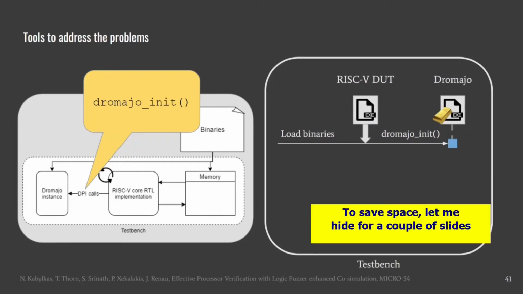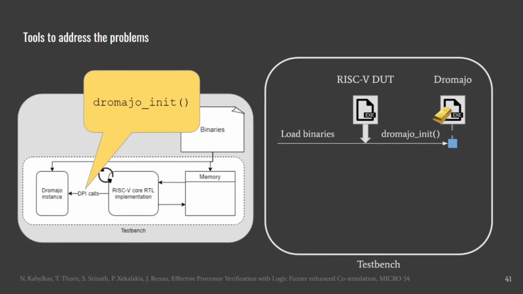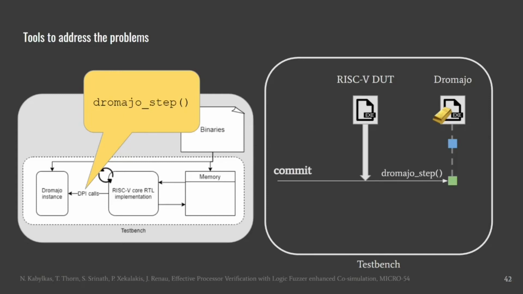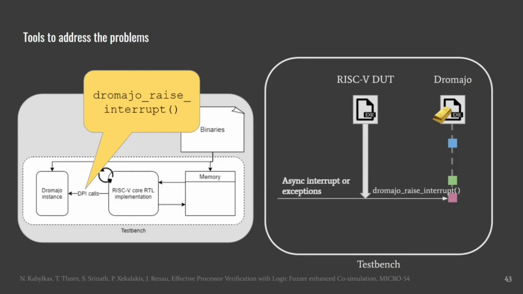The first one is the loading, the synchronization of the memories. When we load the binaries, we call Dromajo init, which initializes the memory of Dromajo by synchronizing it with the RTL. Another one: when we commit, we call the Dromajo step API, which tells Dromajo to commit one instruction and perform the comparison. If the comparison is successful, we continue.